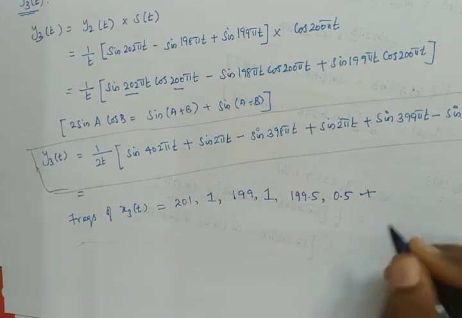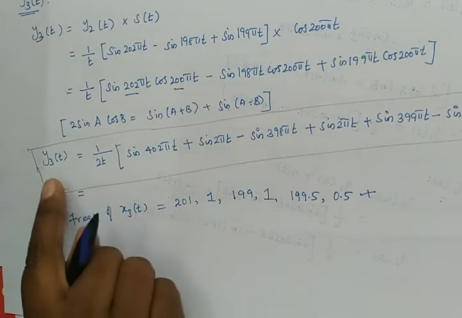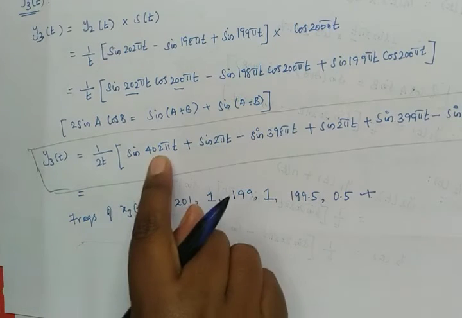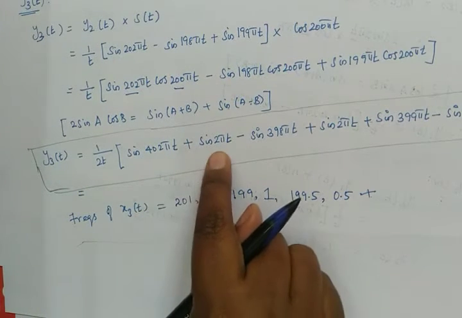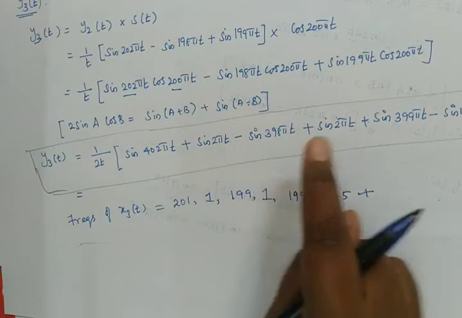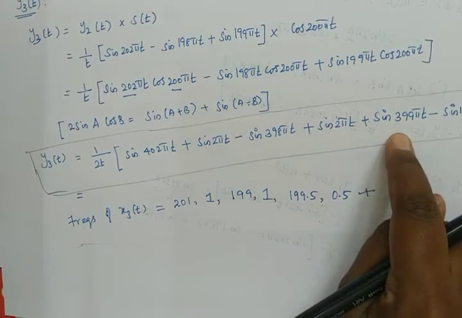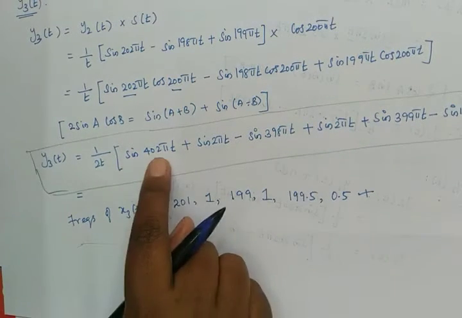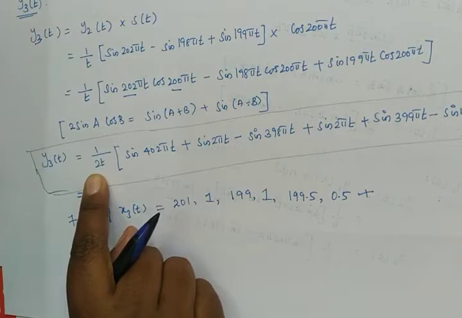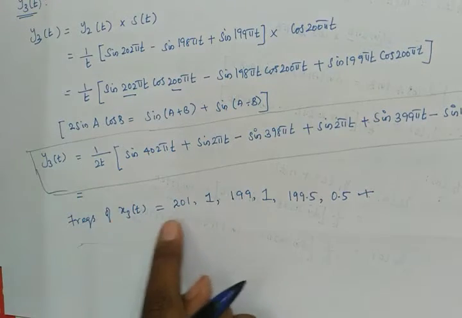These are the frequencies obtained in y3 of t. Here we have sine 402 pi t, sine 2 pi t, sine 398 pi t, sine 2 pi t, sine 399 pi t, sine 1 pi t. So if you divide this by 2, because here we have 2, 402 by 2 will be 201.